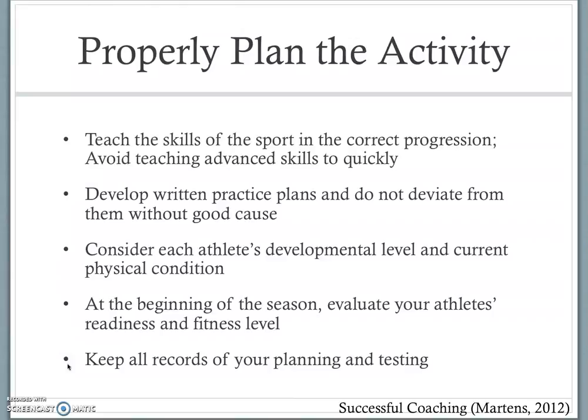Be sure to evaluate your athlete's readiness and fitness level at the beginning of the season. Lastly, keep all records of your planning and testing so they can be recalled if there is ever a question regarding how your practice progressed.